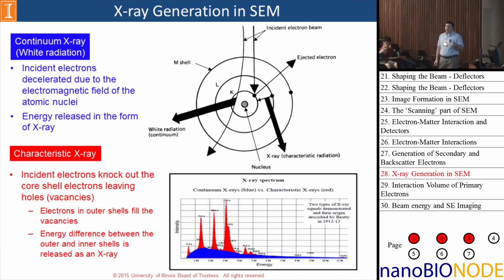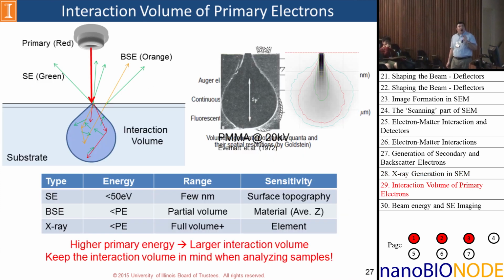So these are the major things that are going to come off the sample that we're going to use for our detectors. The next part here is the interaction volume of a primary electron. What's happening is that we have a primary beam, it comes in and hits the sample, and what does it do? Does it just stop? Not really the case. It's got a lot of kinetic energy.